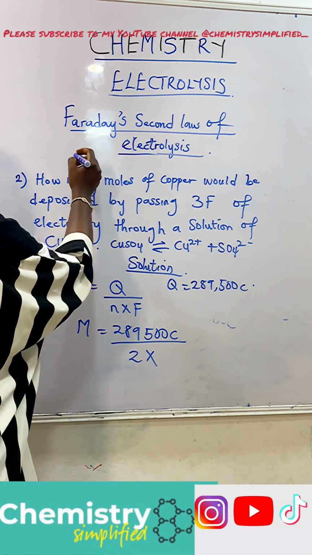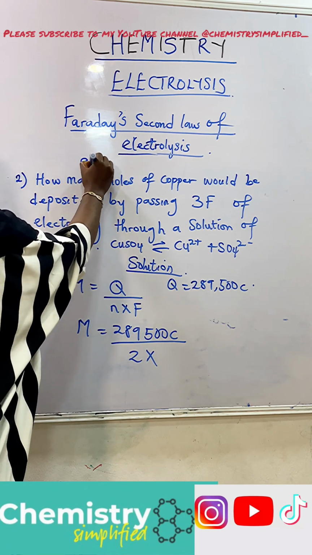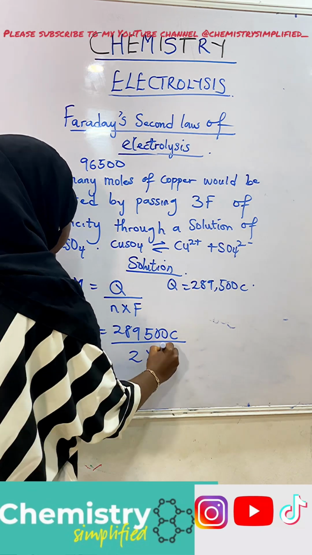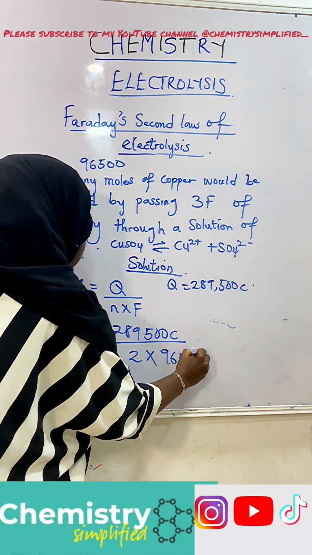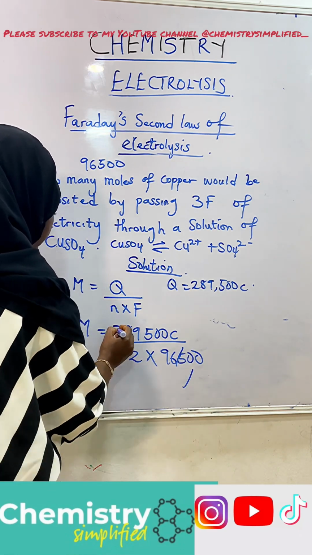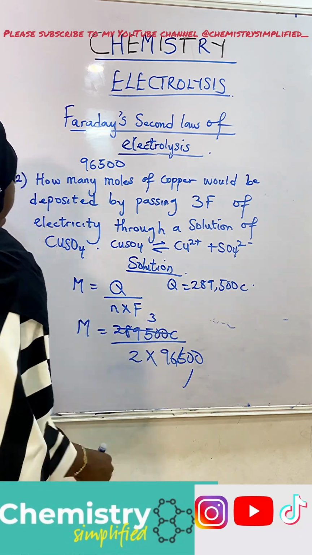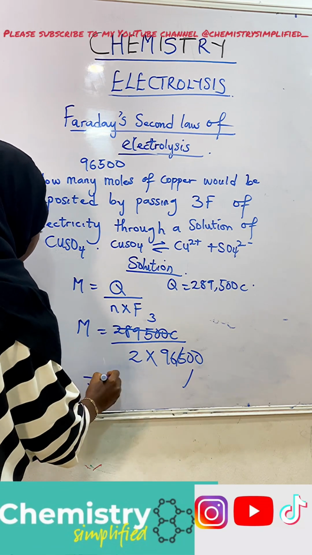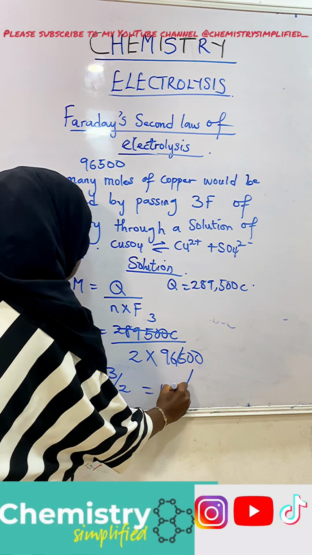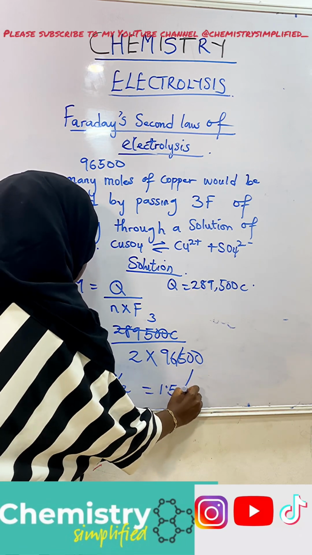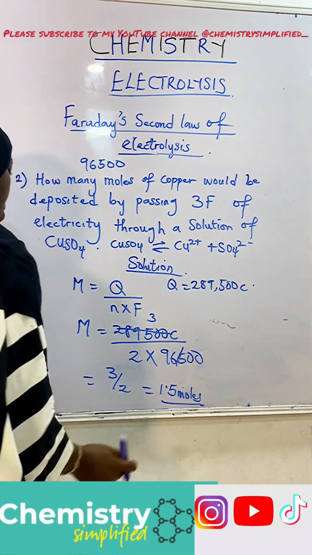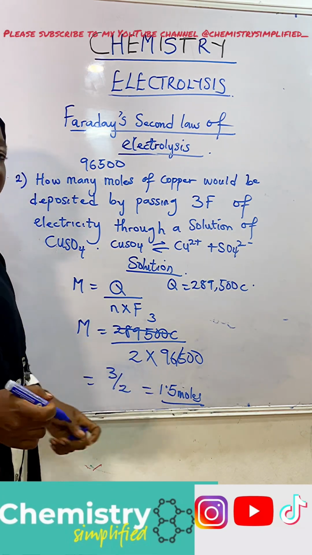I always told you that that one is a figure that is constant, which is 96500, and it will always be given to you. So 96500. So what do we do next? Let's cut this one 1, this one 3, right? So our answer is what? 3 over 2, which is the same thing as 1.5 moles. So our answer is 1.5.